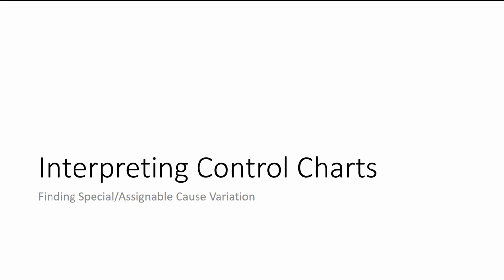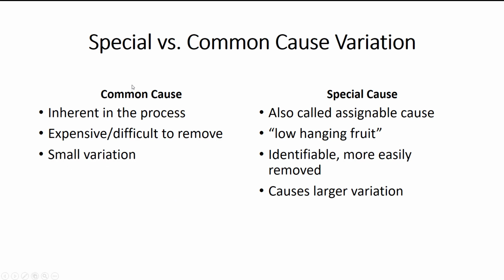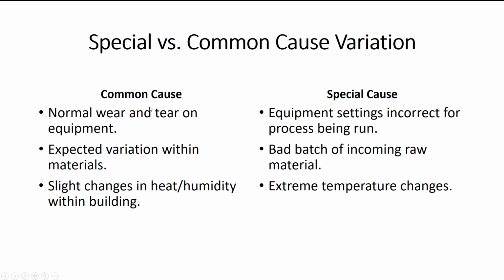So to interpret these, we're looking for special or assignable cause variation. So special versus common cause. Common cause is inherent in the process. It's very difficult to remove from the process. Generally causes a small amount of variation. Special cause is the low-hanging fruit. These are more easily identifiable and removed, not always easy, but more easily, and special cause is usually a larger amount of variation than common cause.